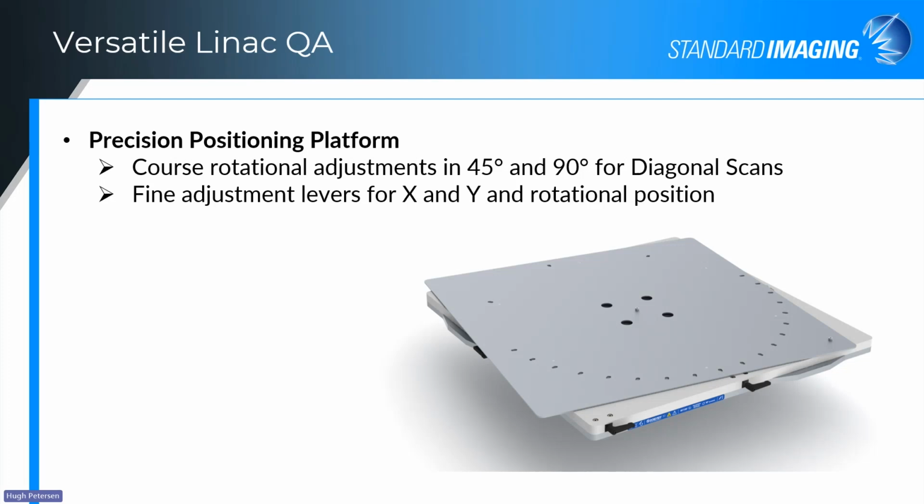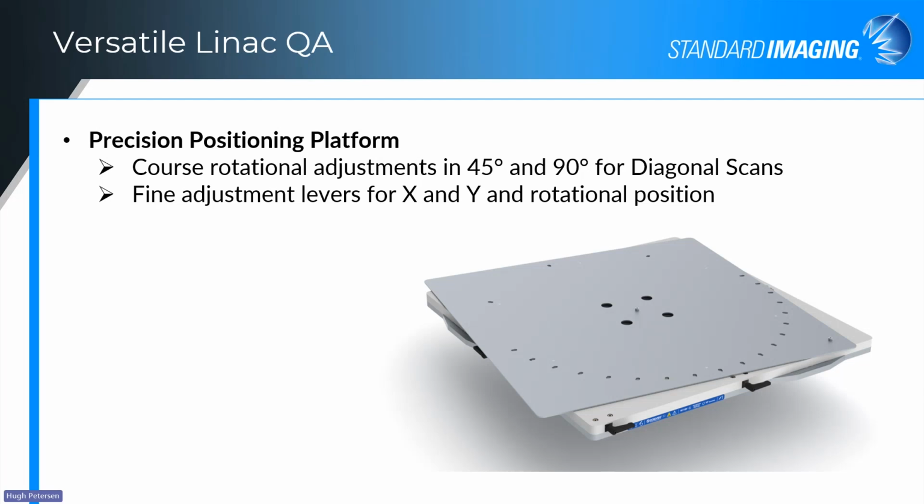There's also a precision positioning platform. Very hard to say. The positioning platform gives you the coarse rotational adjustments at 45 and 90. So if you want to rotate the tank 45 degrees to do those large field diagonal scans, you have that functionality. And you'll see on the edge of the platform there, the 3 black levers. Those are fine adjustment levers for the X, the Y, and rotational fine adjustment.